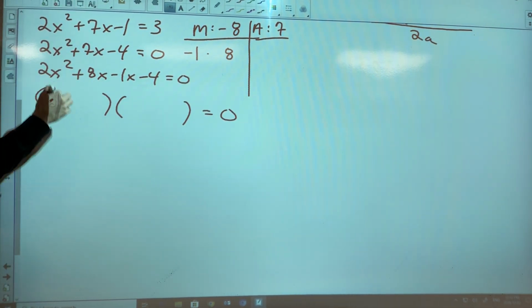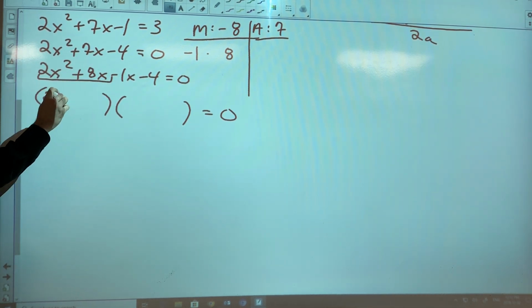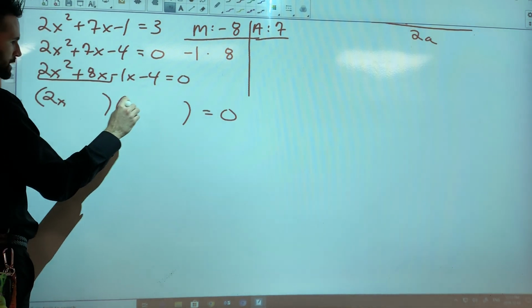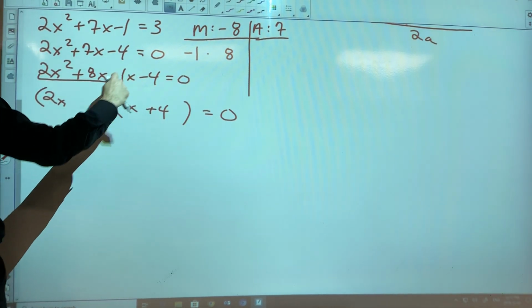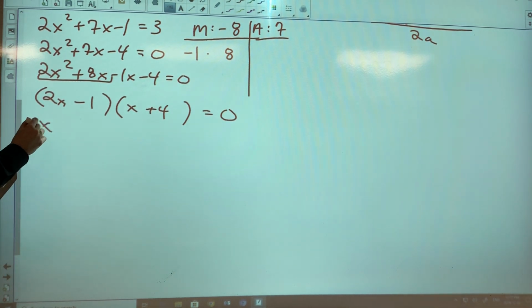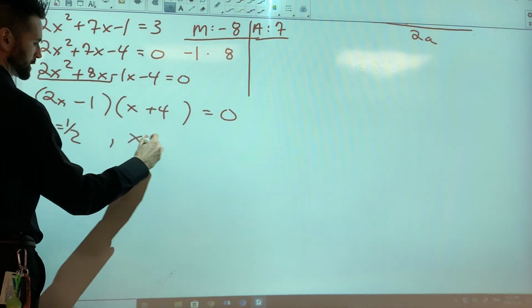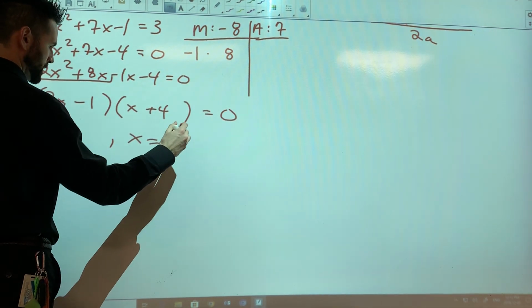So, what factors out of the first two numbers? 2x. And when I do that, I get x plus 4. I need the same thing here, so I'm going to pull out a -1 and I get x plus 4. So two possible solutions: x equals 1/2 from this bracket, and x equals -4 from that bracket.